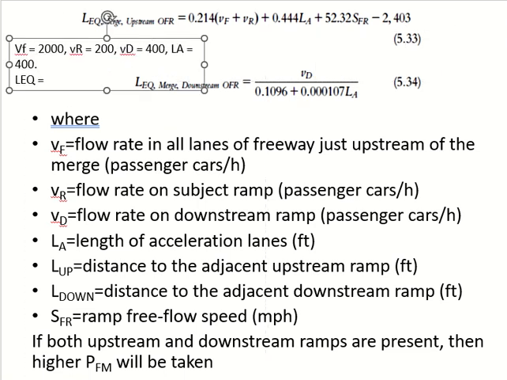Okay, so VD means the flow on the downstream. LA is the acceleration lane, which is 400 feet. You only need these two things here. Why did I select this? Because I have a merge segment. My ramp is coming in. I have an off ramp downstream after. So how much is LEQ? 2624. Okay. This is length. Very good.